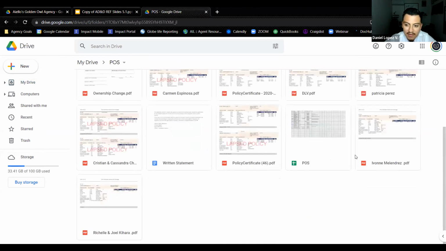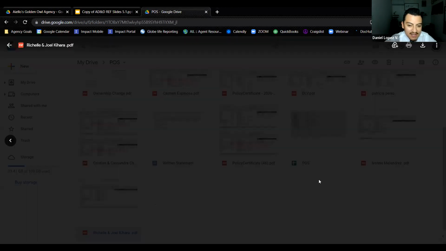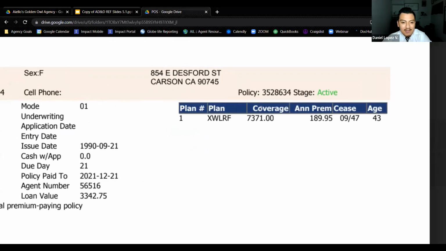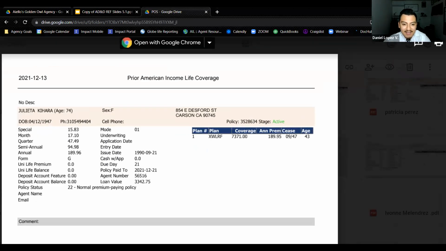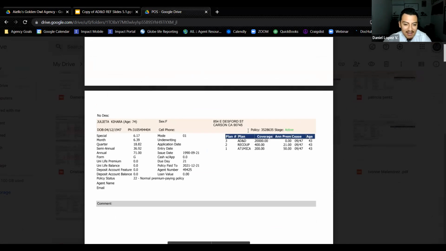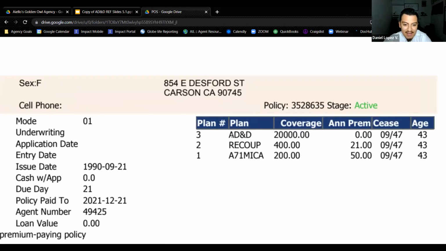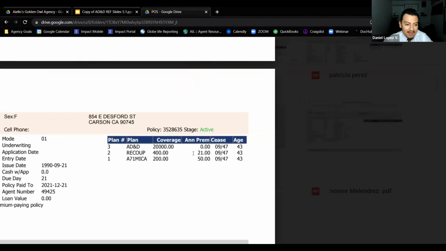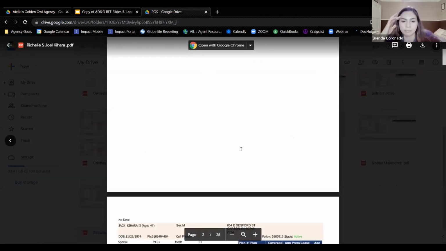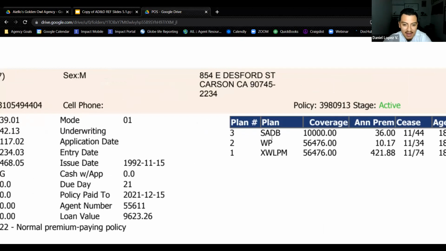Sure, it's one form. It's going to look like this. WLR 7371. It's going to look like that. A71 200 unit. Okay. ADB, WP, WL. That's how it's going to look.